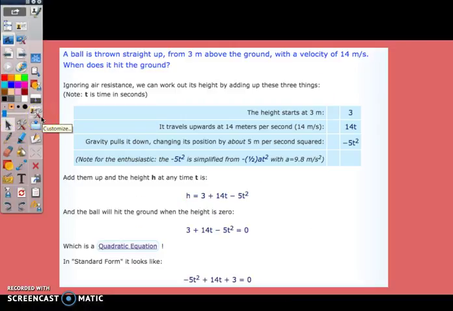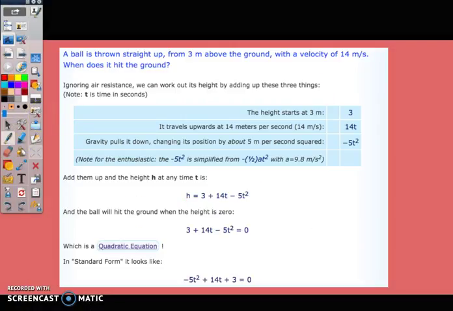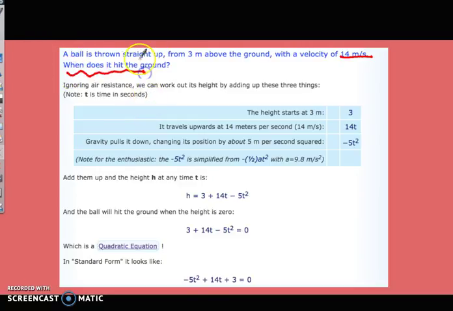Okay, so one of the things we look at for quadratics is application problems where you have something going up, and what goes up must come down, right? So, for instance, here we have a ball that's thrown straight up from 3 meters off the ground. Our question is, when does it hit the ground? And we'll figure out through this unit that we can actually create an equation out of this.